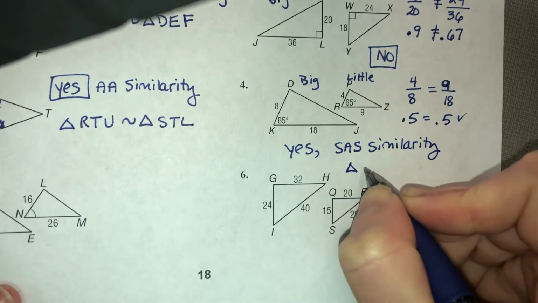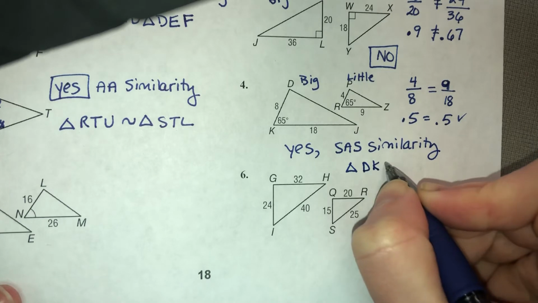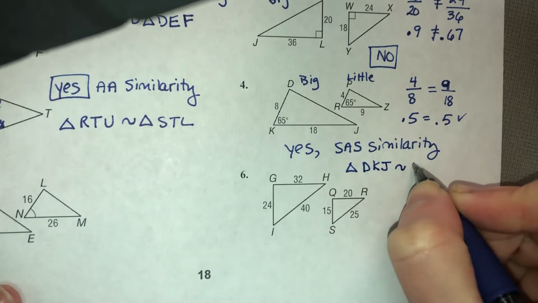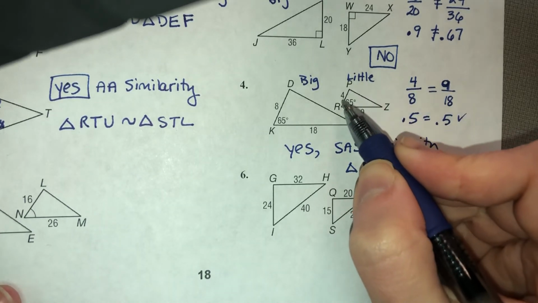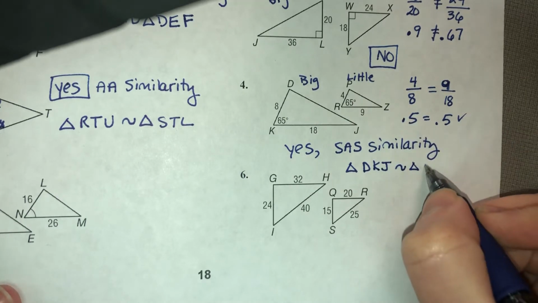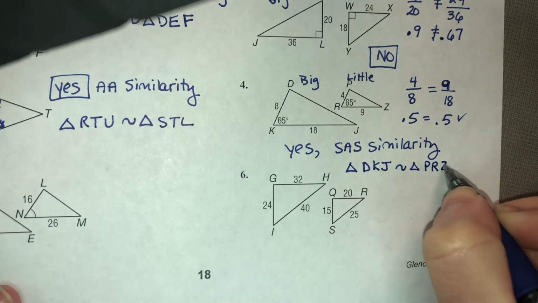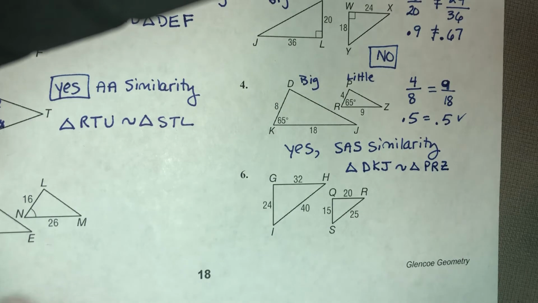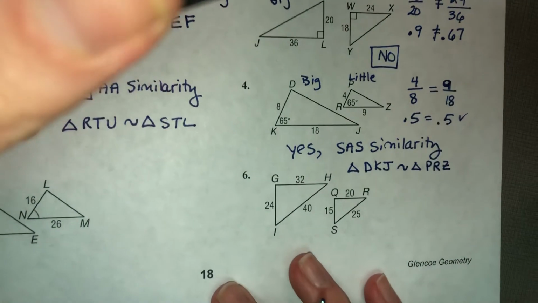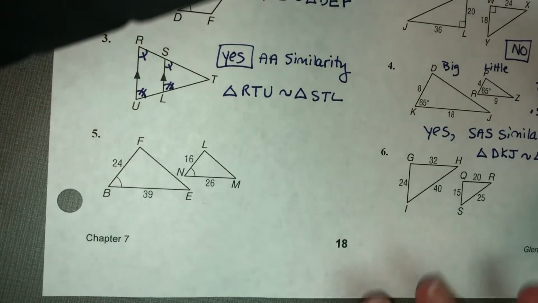So triangle DKJ is similar to triangle PRZ. And that one is done. All right, let's move on to number 5.